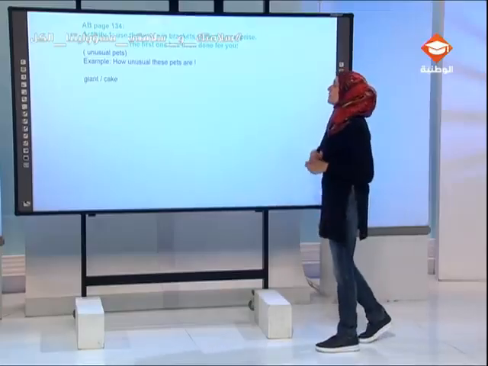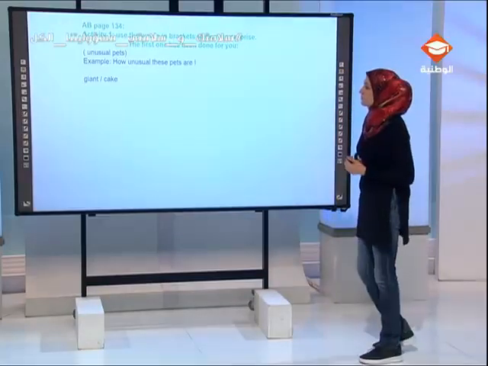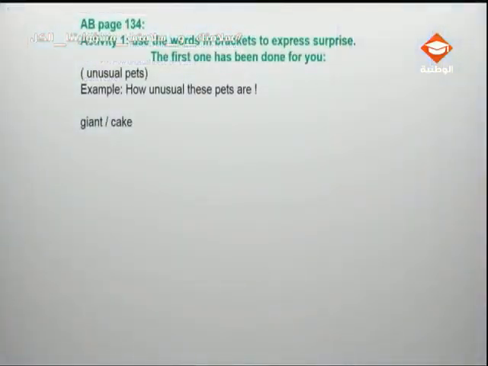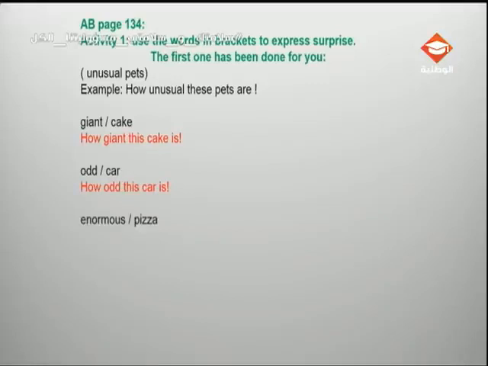Here we are, the second example. We have giant and cake. Yes, we begin with how, and it is like this: how giant this cake is. Third example, odd car. How odd this car is. Enormous, very big, pizza. How enormous this pizza is. Amazing castle. How amazing this castle is. So these are examples of how to express surprise, of course.